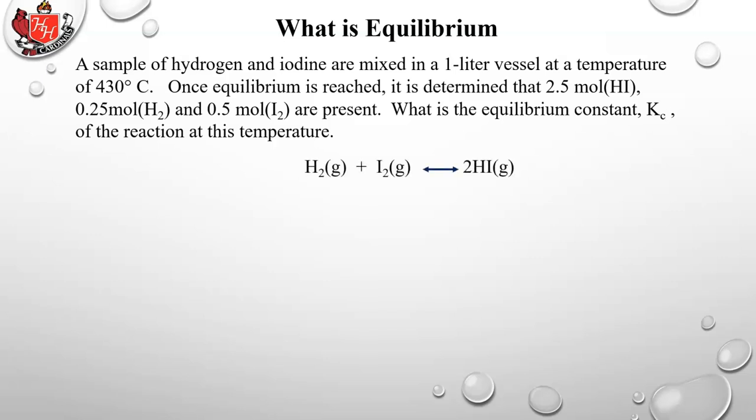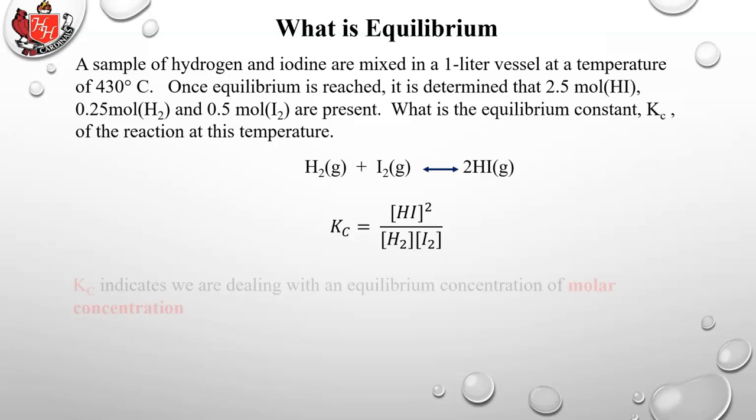So there's the equation. Now we create an equilibrium equation from that. The product is on top, HI, and its coefficient is used as the exponent. On the bottom we have H2 and I2. You multiply those two together. Don't add them, you multiply them. And they have coefficients of 1, so that'll be exponents of 1 on those.